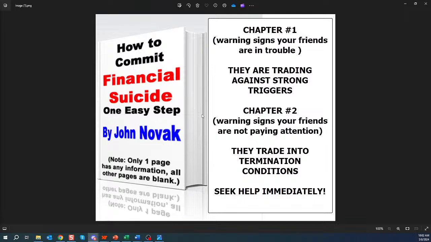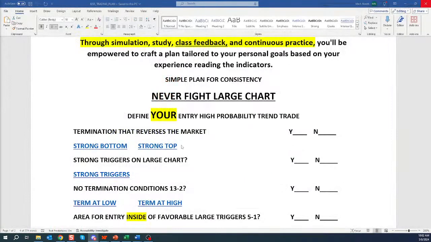And this is a little tongue-in-cheek thing put together by my brother, How to Commit Financial Suicide. Trading against the strong triggers, trading in termination conditions. This was put together because those are the two most common problems.